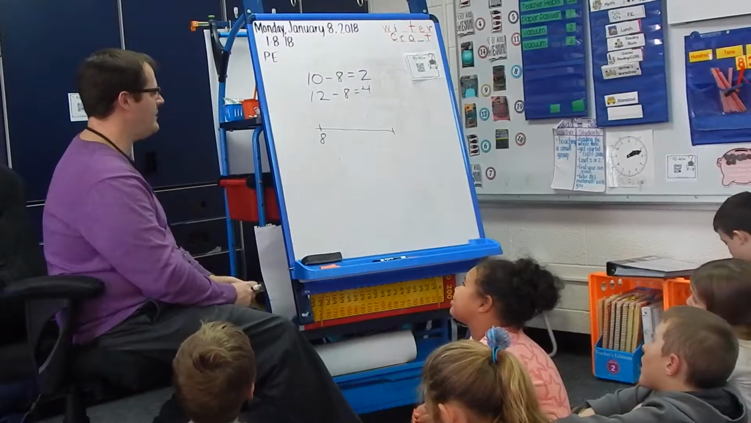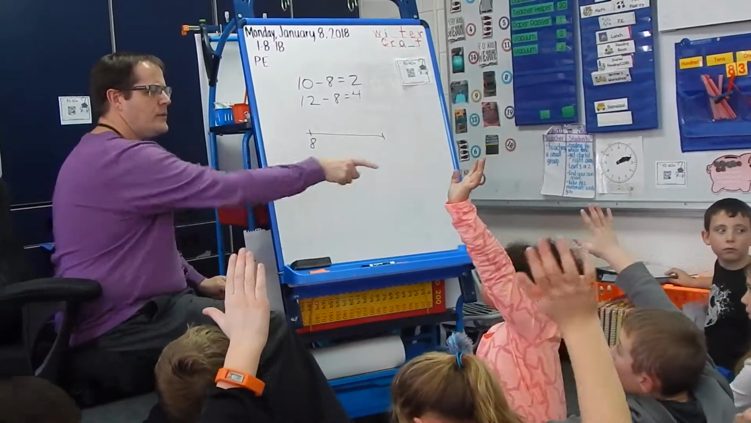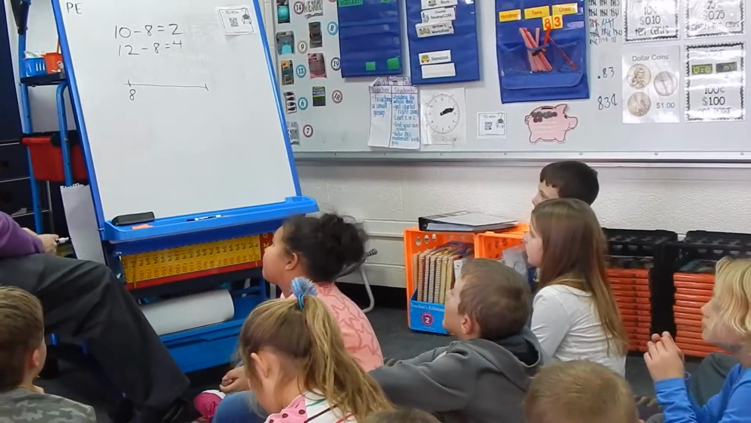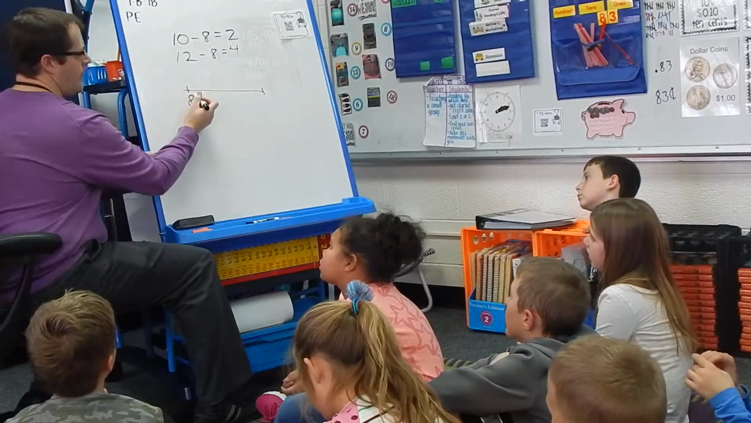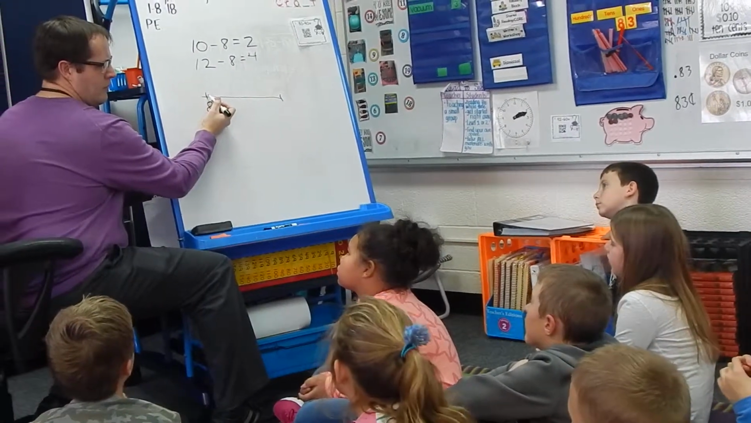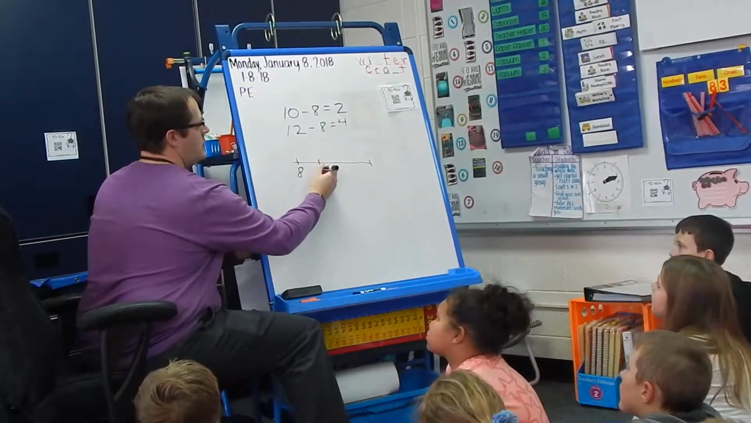Because he chose 8, could somebody else give me another number you'd put on that line? It's another number we'd use. What do you think? 10. 10. And where would you put 10? Right next to the 8. Okay, how far over do you want me to go? Here. That work? Got a 10.